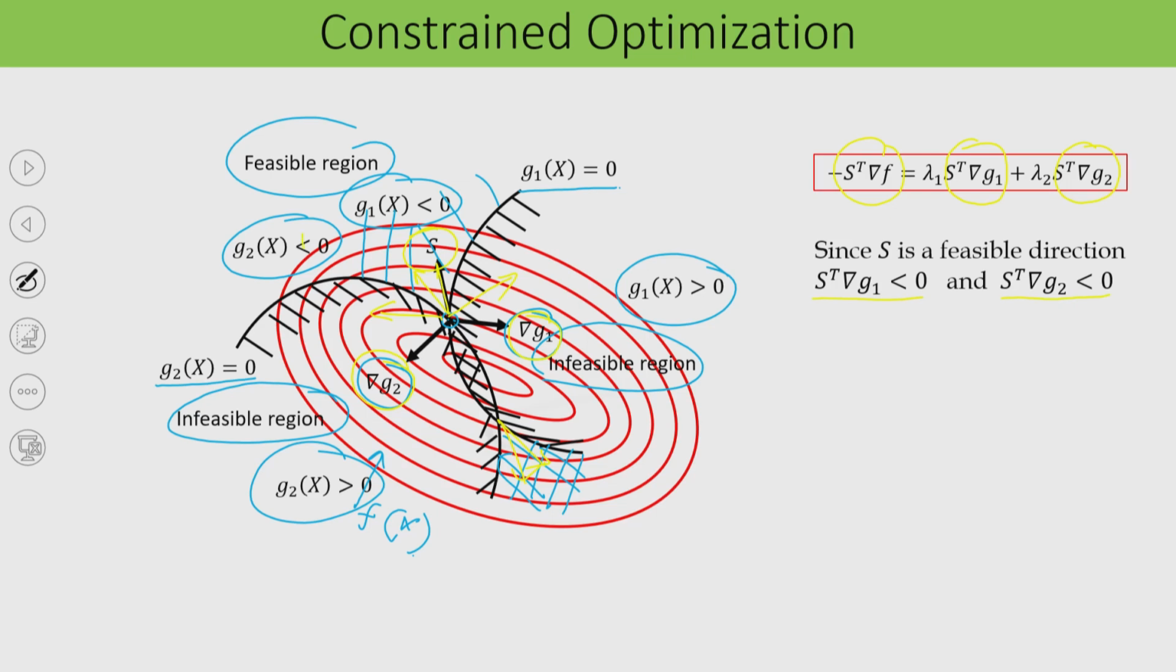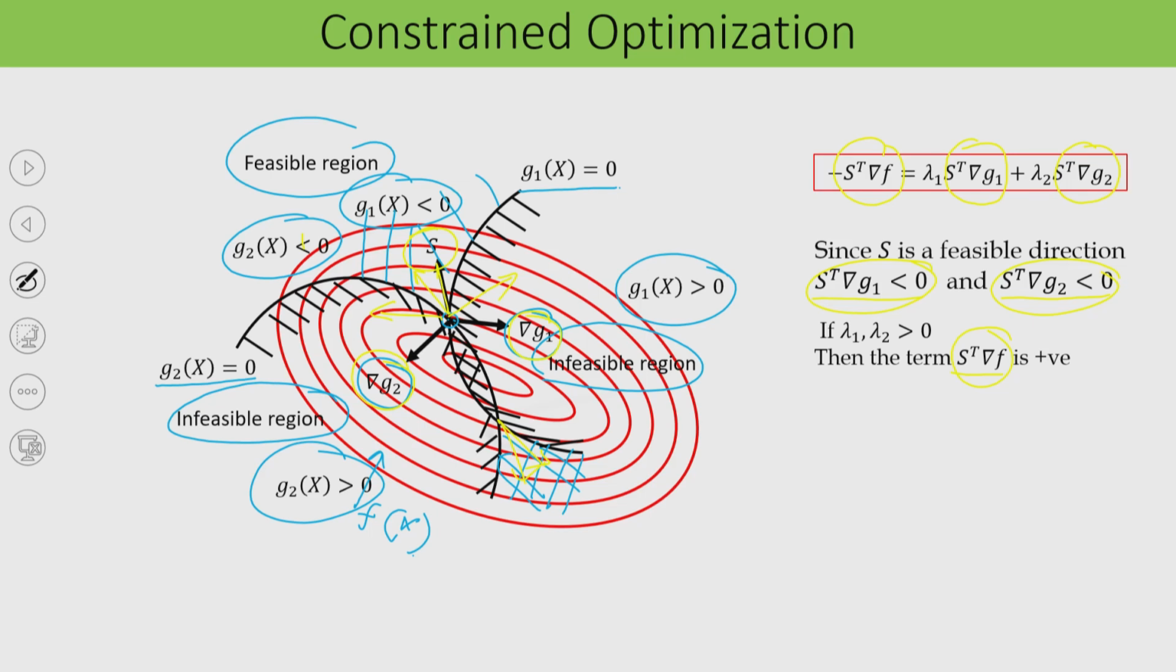So, therefore, this must be less than 0 and this must be less than 0. Okay. So, this is 0. So, if lambda 1 and lambda 2 are positive, that means greater than 0, then S transpose del F is positive in that case. What does it mean if it is positive? That means if you are going along that direction, your objective function value will increase. So, you are not getting any improved solution if you are going along the direction S.